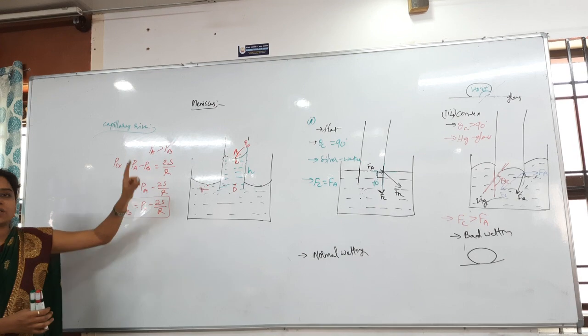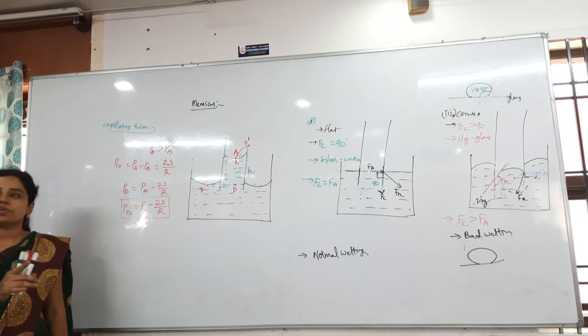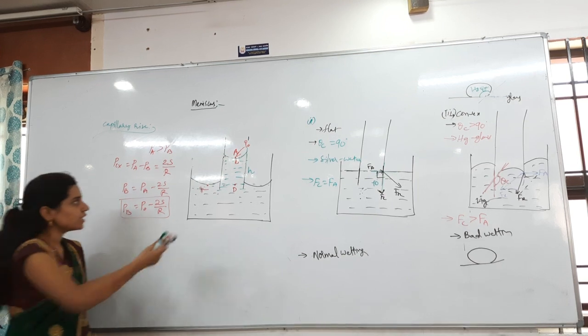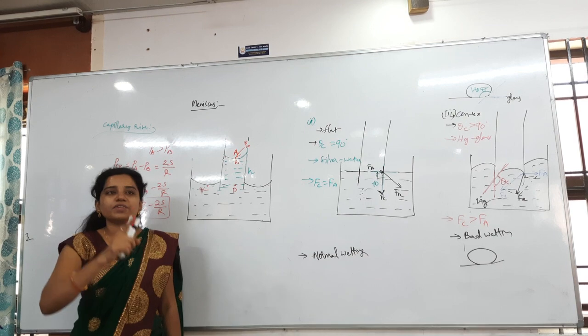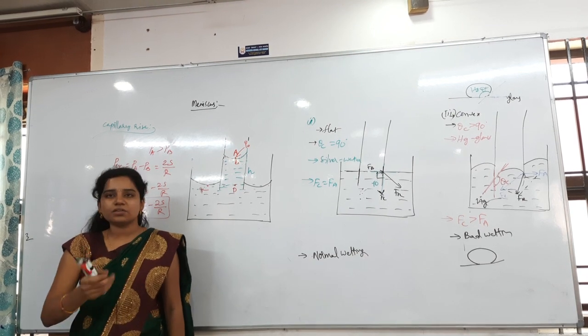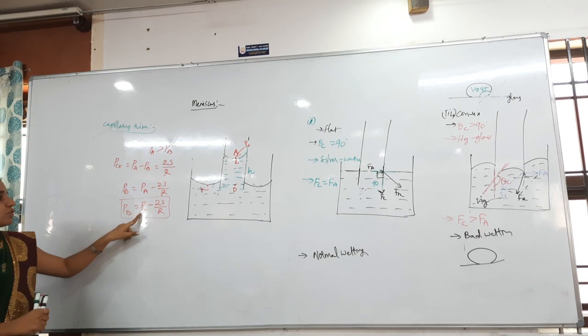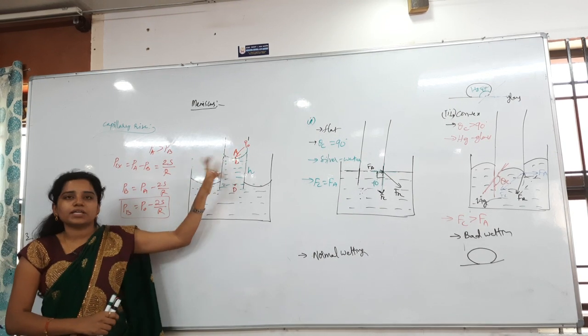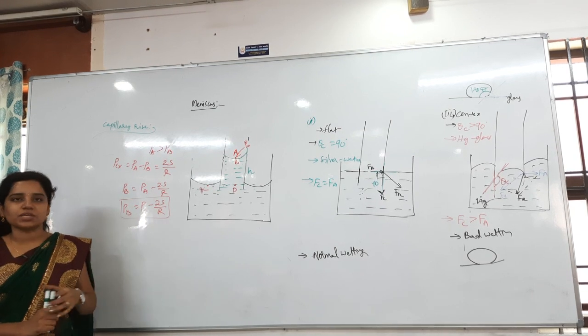What is the excess pressure for a liquid surface? 2S by R automatically. For a bubble you will get how much? 4S by R. If you consider this as a bubble also, one side water is filled. Only how many surfaces are free? Only one surface is free. So that is how much here? 2S by R. Then PB is equal to P naught minus 2S by R, and PA is exactly P naught only, because atmospheric pressure is acting on that.